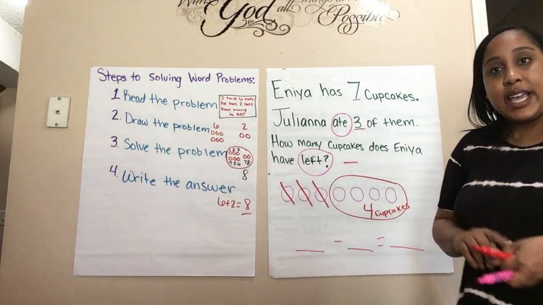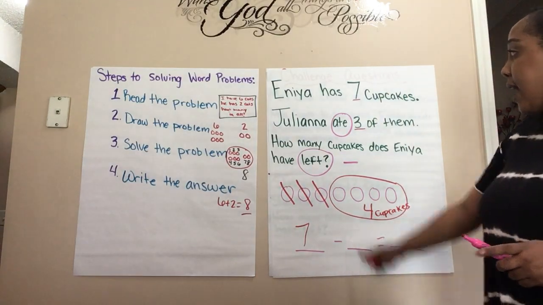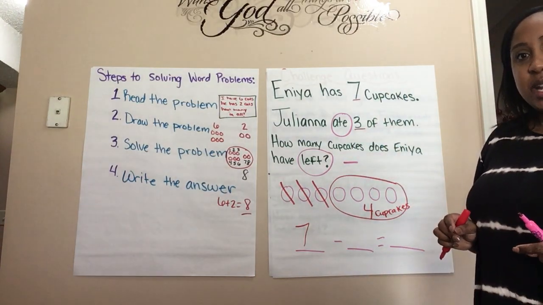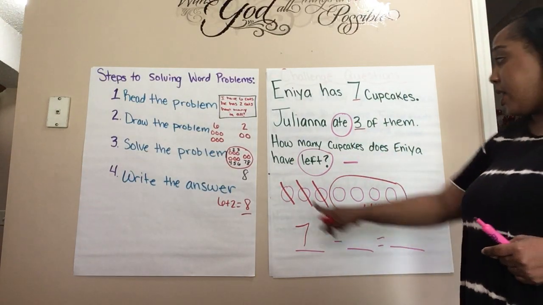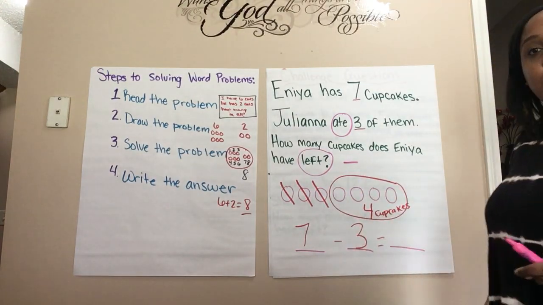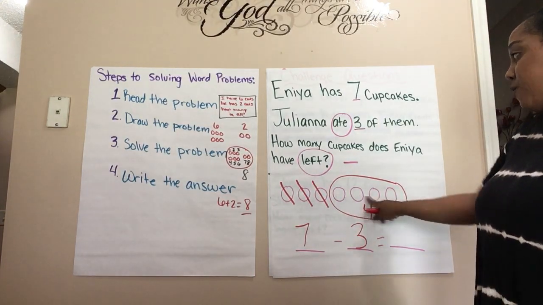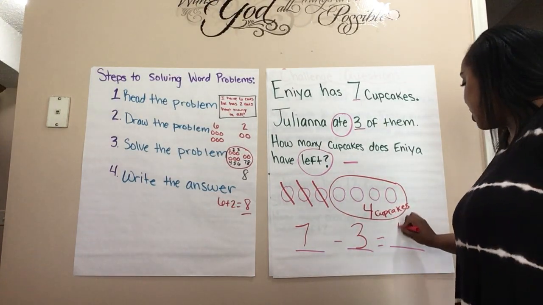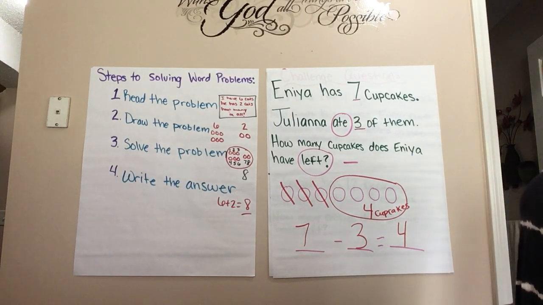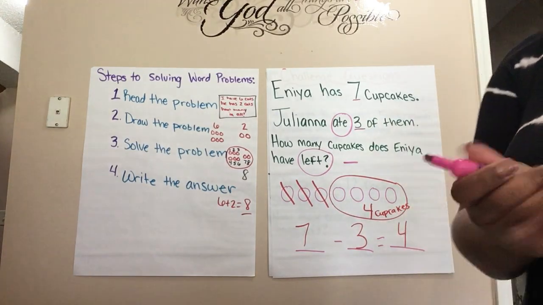Inaya had how many cupcakes? 7. So 7, take away. How many did Juliana eat? How many went away? 3. So 7 take away 3 equals what? How many cupcakes do we have left over? 4, yes. 7 take away 3 equals 4. Very good.